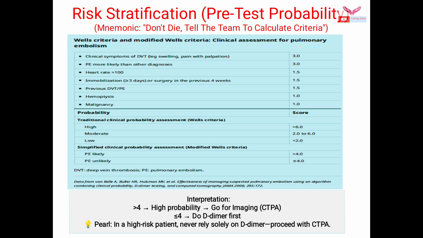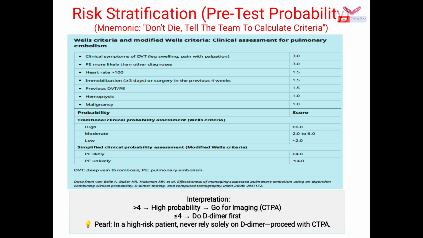Whenever the patient comes to us with sudden onset of dyspnea or tachycardia, we should think of pulmonary embolism, and we do a pre-test probability, that is risk stratification, and we use this Wells criteria or modified Wells criteria to assess the case for pulmonary embolism.